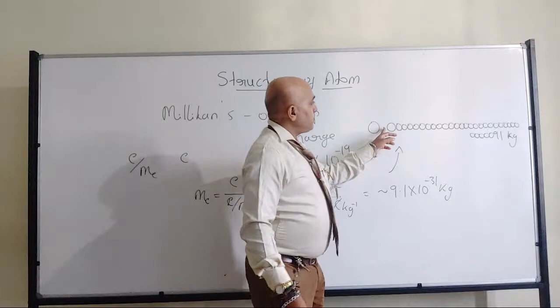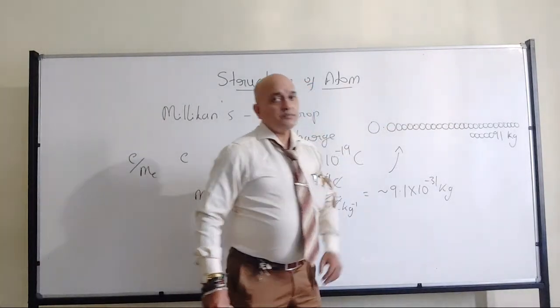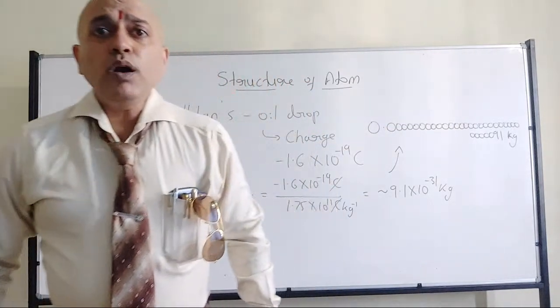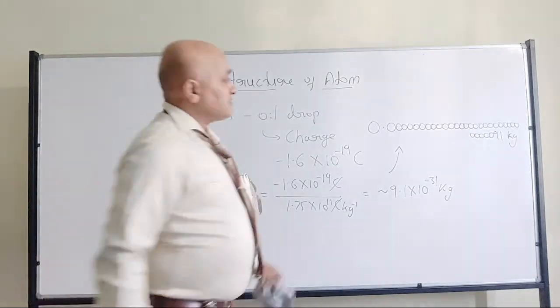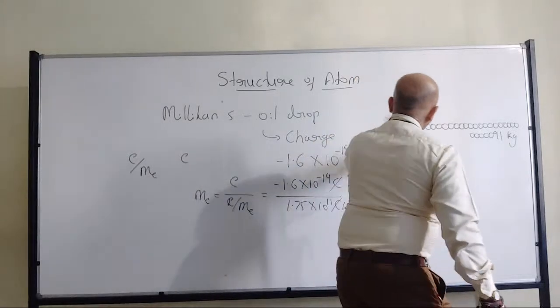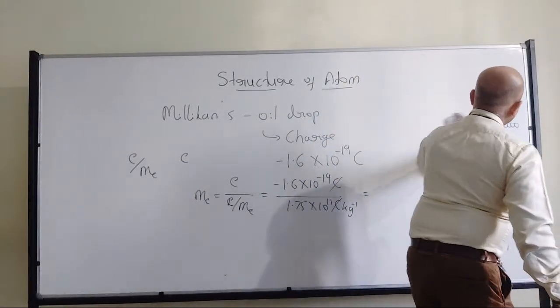Then comes the 91 kg. Can you imagine? Can you see the value? 0, then the decimal point. Such a small mass an electron will have, right? So that's where we have the small value for the mass of the electron.